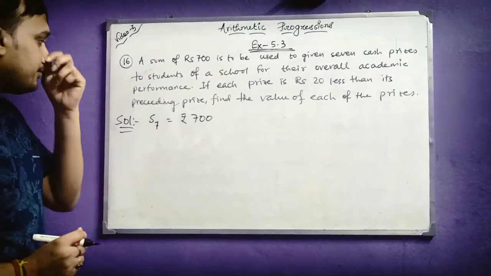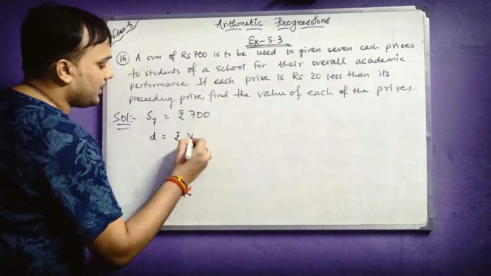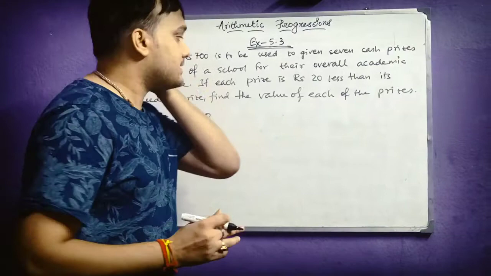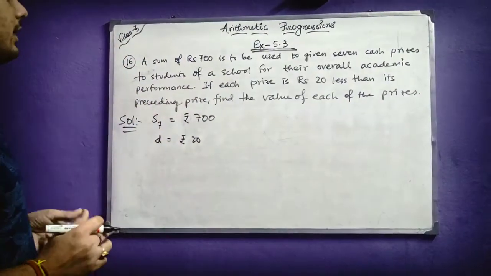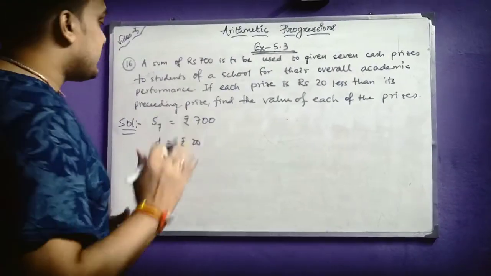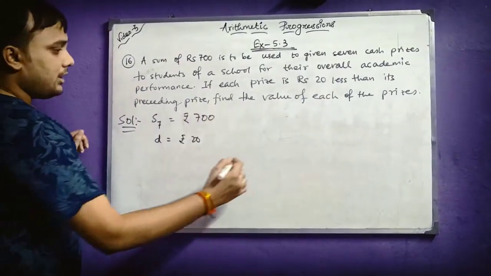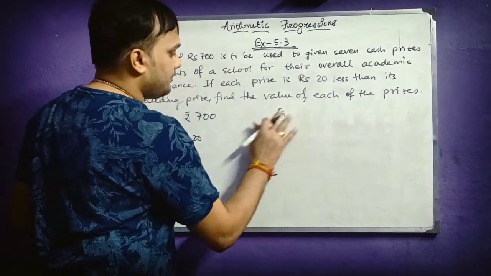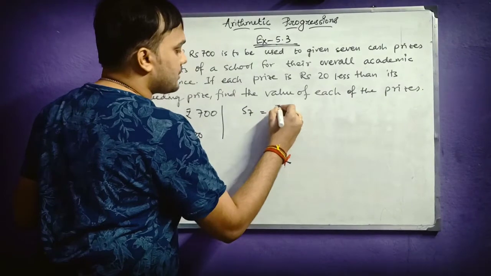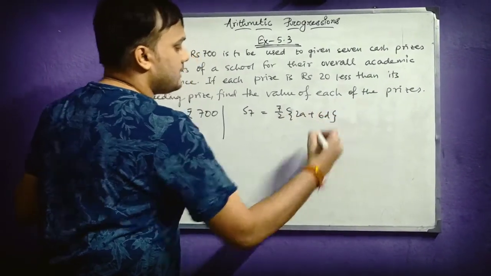So this is Sn. And what is d? D is rupees 20, because the difference between each and every prize is rupees 20. So we are required to find the cost of all the 7 prizes. According to the given condition, we can write S7 is equal to 7 by 2 times (2a plus 6d).